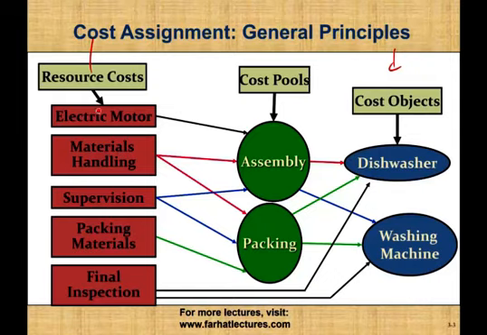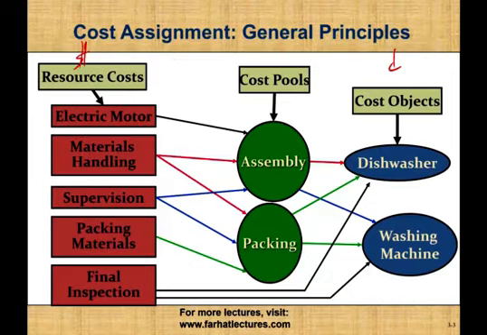So what could we be incurring? We could be incurring electric motors for the dishwasher. We could also have material handling. We need supervisors to supervise the process. We need packing materials, and we need to do a final inspection. So all of those are the costs. So the first column here is our cost, or resource cost, or simply the money.